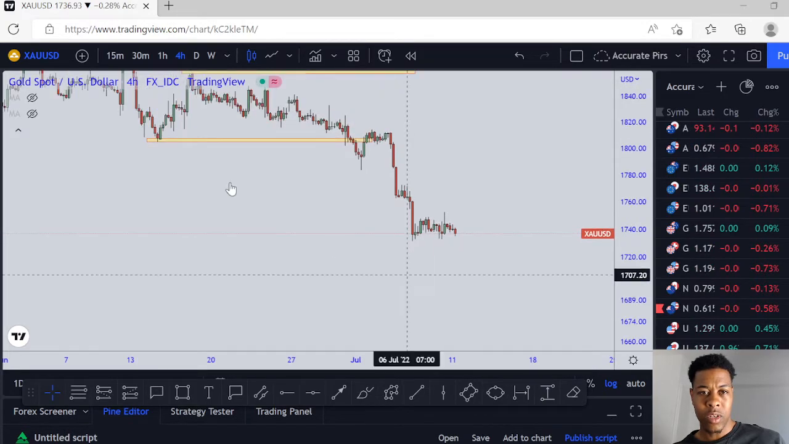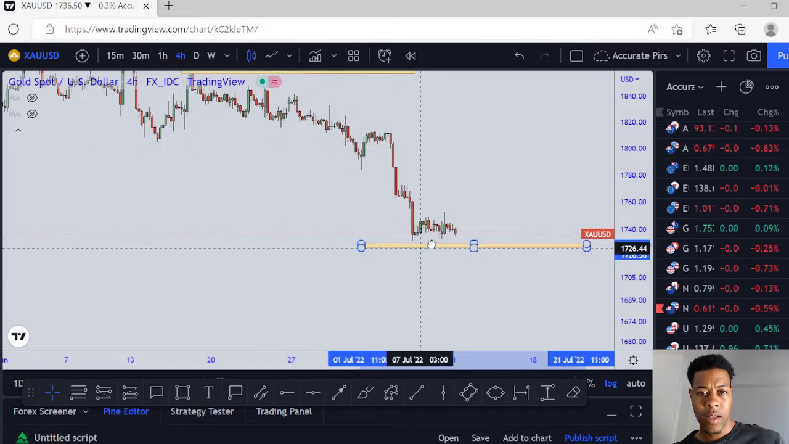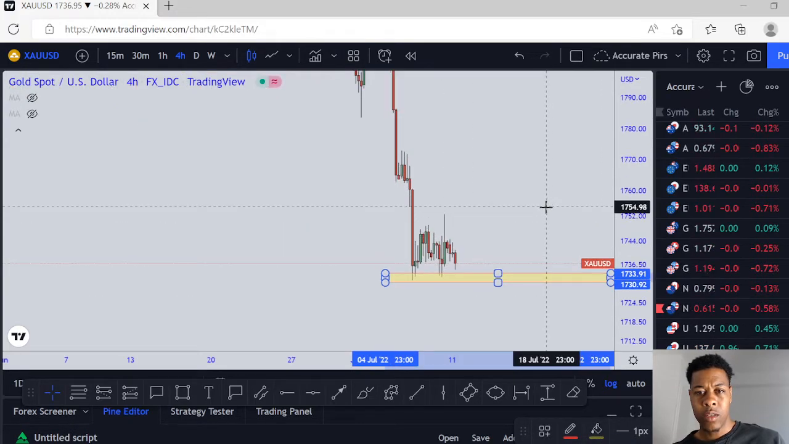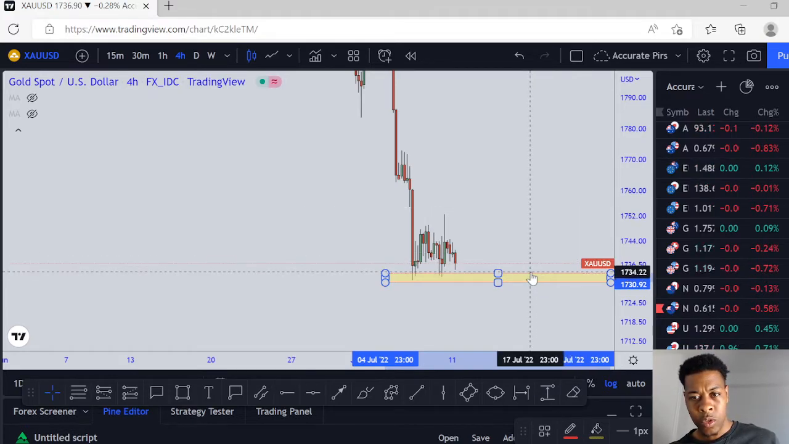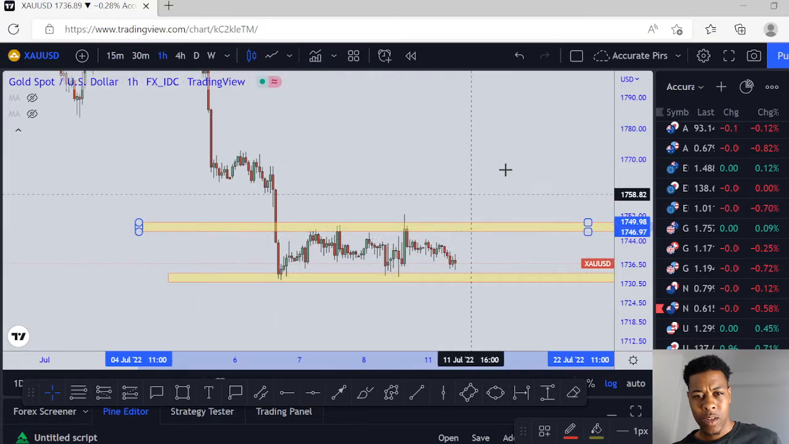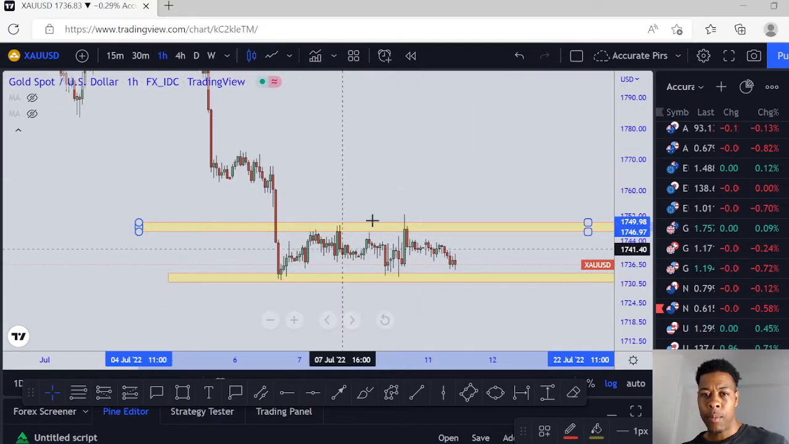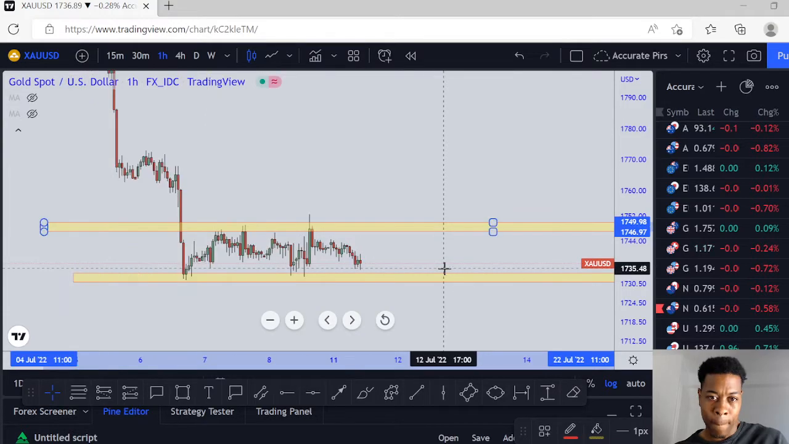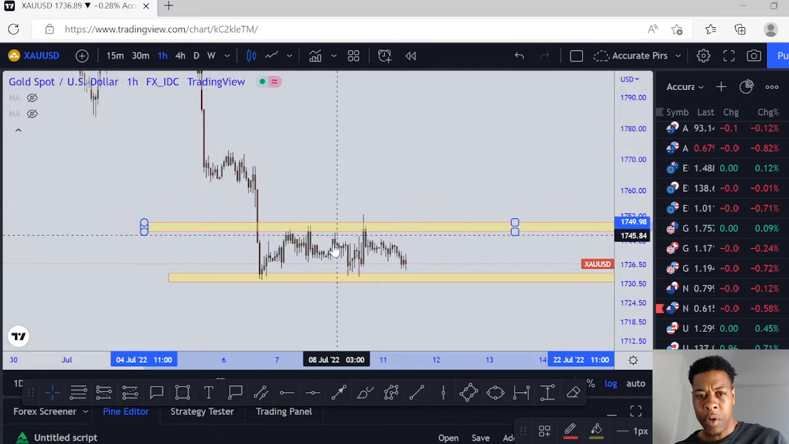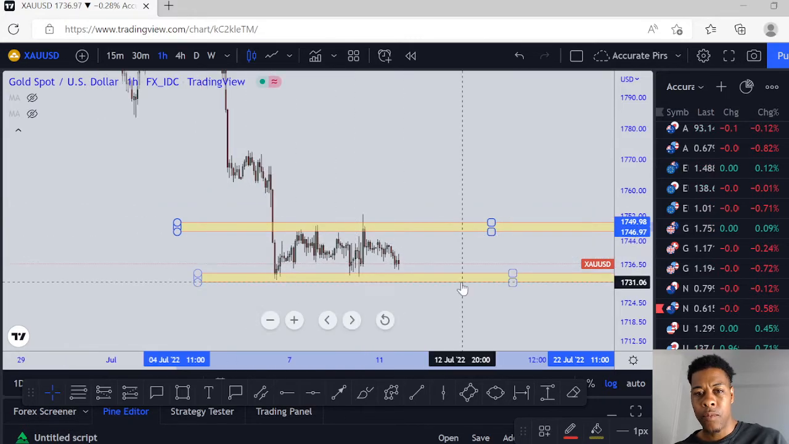Right, this is an interesting area for gold right now. Similar to USD JPY, we're going to wait for the breakout. But also you can see that price has gone into a consolidation range as well. So with gold, I'll probably wait for a breakout out of this consolidation area right here, either to the downside or to the upside. You just gotta be patient.